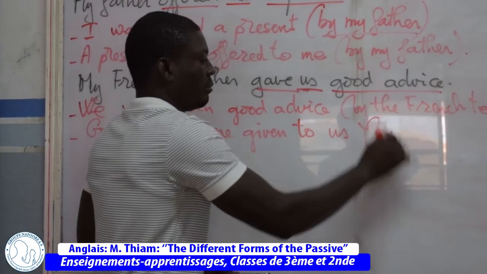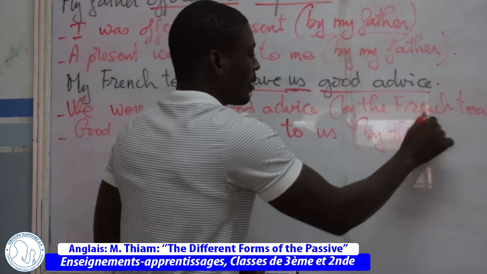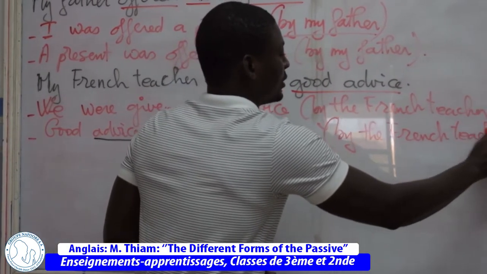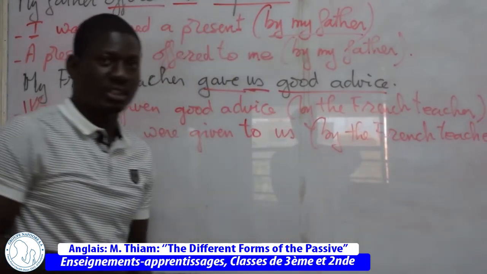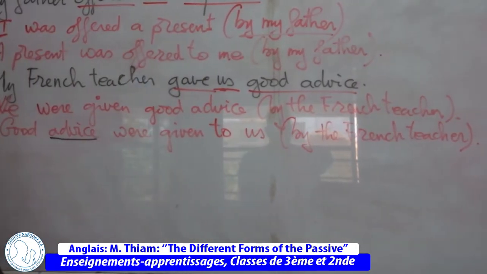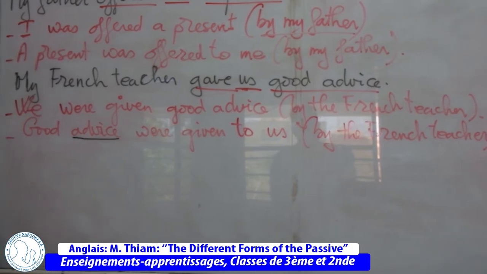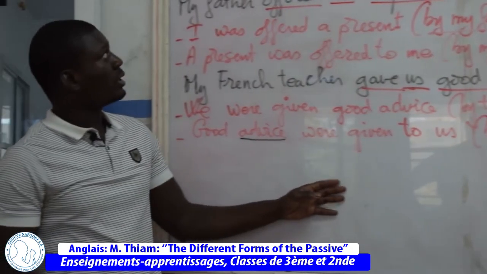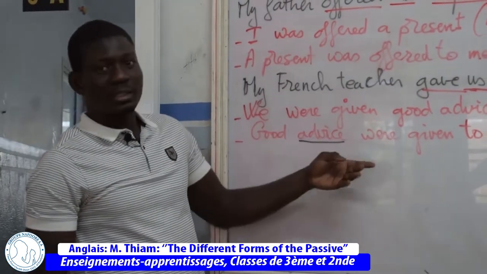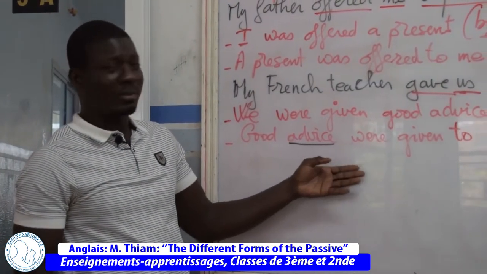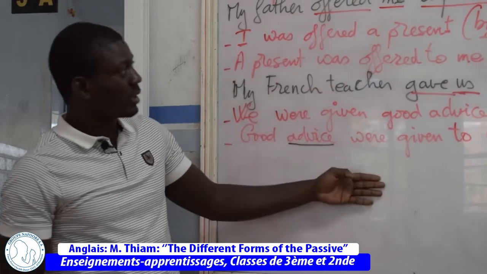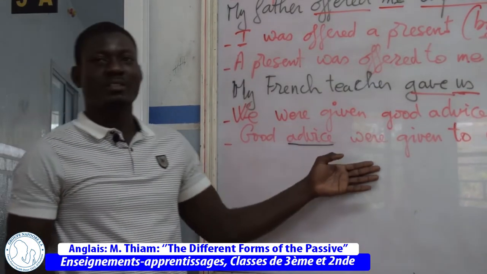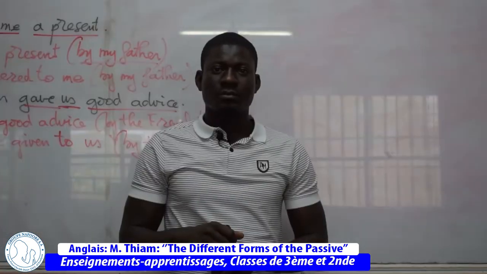Okay? By the French teacher. Okay? Some advice or good advice were given to us by the French teacher. So, guys, this is what they call the double object subject sentence. Okay? If you have a double object sentence, it means that we can have two passive sentences from that sentence.